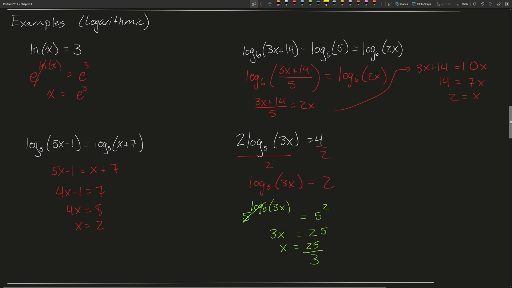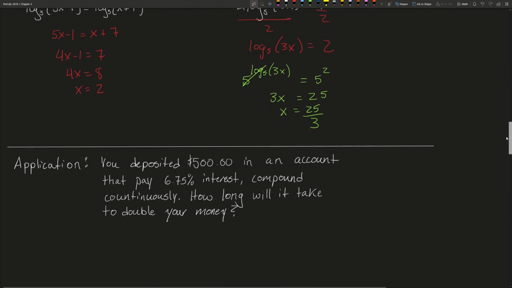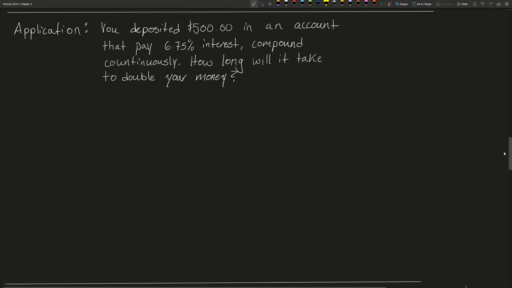So now that we are a little bit more comfortable using these properties and solving logarithmic or exponential functions, we can go back to the first thing that we did in this chapter, or one of the first things, which is continuous growth of money. So say you deposited $500 into an account that pays 6.75% interest compounded continuously. How long will it take to double your money?